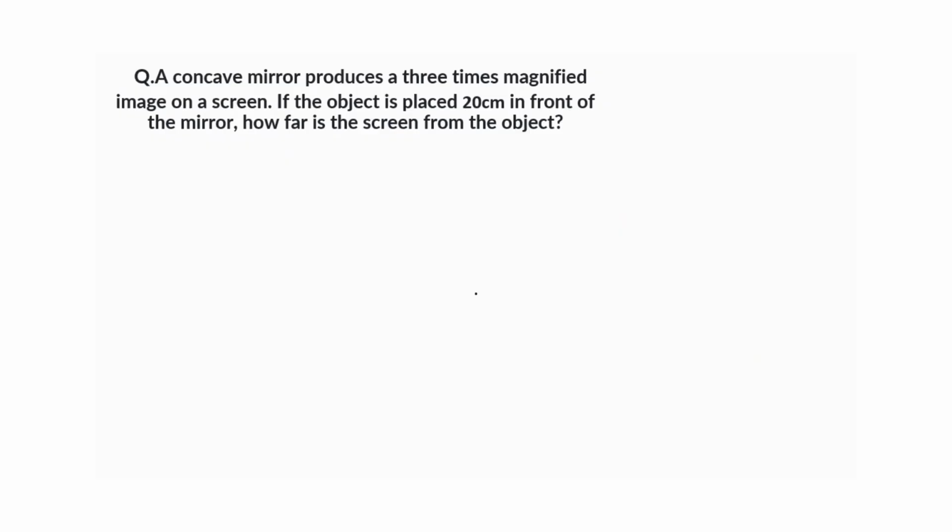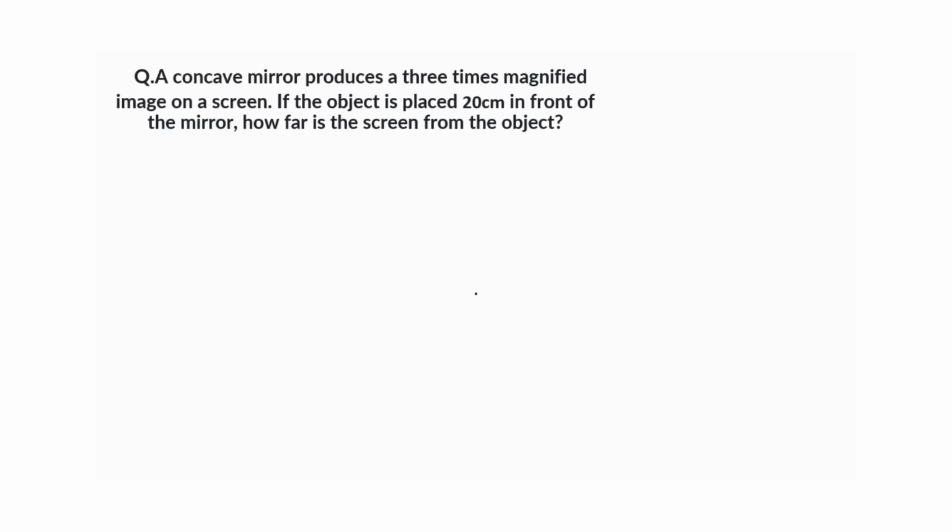In this question, a concave mirror produces a 3 times magnified image on a screen. Here it is given that the object is placed 20 centimeter in front of the mirror, and the question asked is how far the screen is from the object. In this situation, first I'm going to examine the scenario that my image is magnified here. We already know that out of concave and convex mirror, only the concave mirror is responsible for magnification, because in a convex mirror we do not get any magnification.